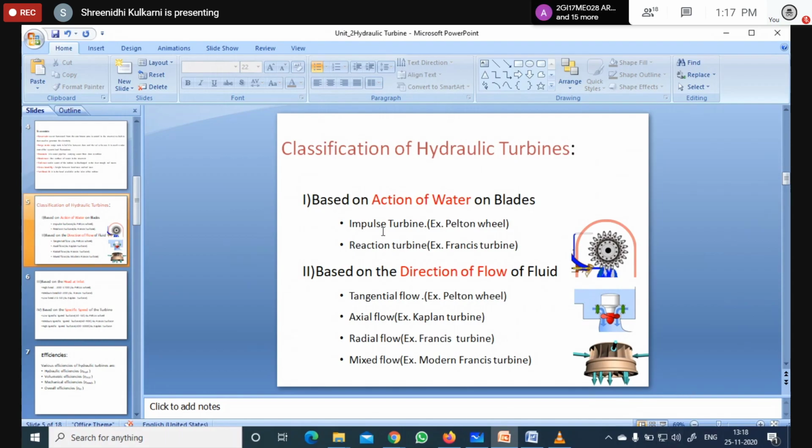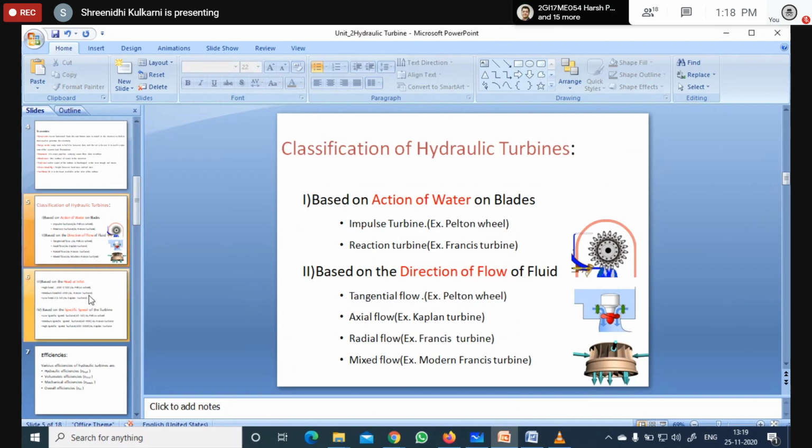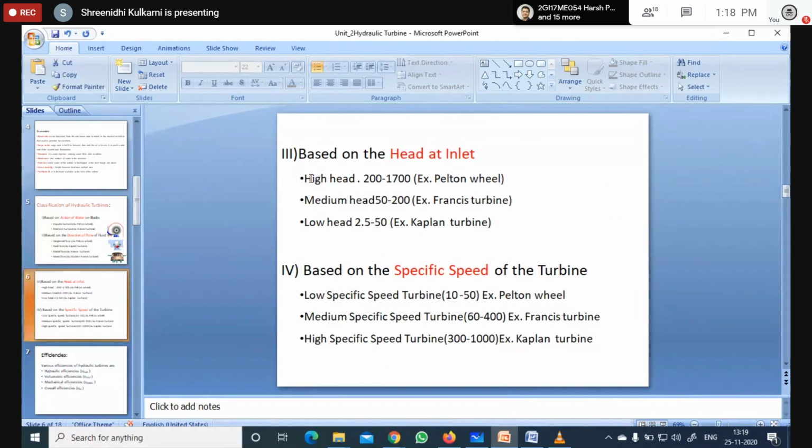Okay, I will come. First, I will tell the characteristics of a Pelton wheel. Pelton wheel is a type of impulse turbine. Next, it is a tangential flow type turbine. Next, it is suitable for high heads and it has a low specific speed. So these are the basic characteristics of a Pelton wheel.